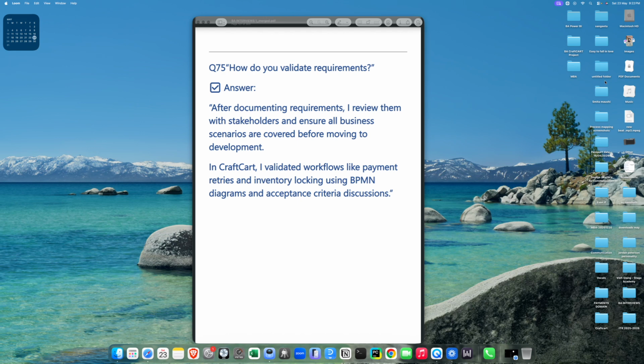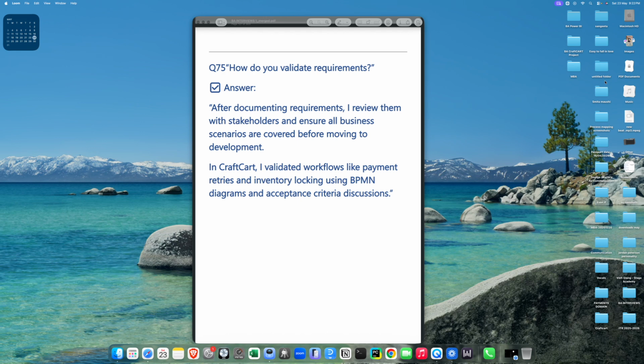So as a BA, my validation approach usually is: I validate requirements by conducting stakeholder review sessions, walking through process flow step by step, reviewing acceptance criteria, confirming business rules and edge cases, and discussing feasibility with development and QA teams. I also use BPMN diagrams, user stories, and workflow walkthroughs to ensure everyone has the same understanding.